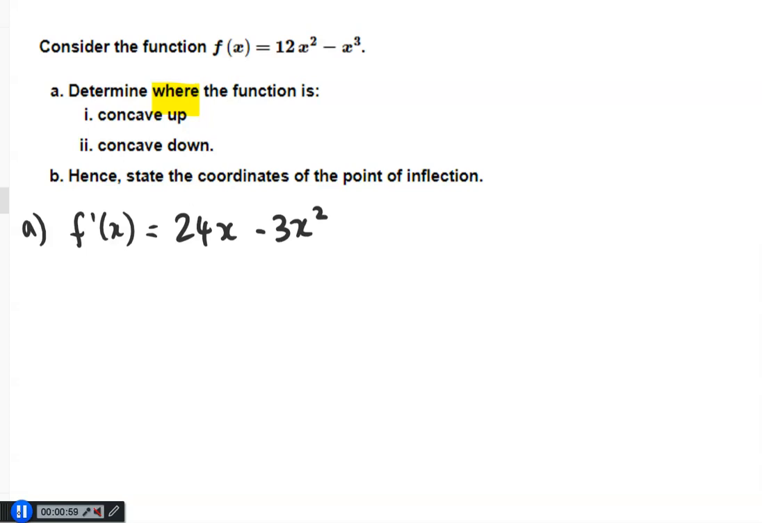Not at this level. Okay, so we're in unit 4, ladies and gentlemen. That one should be done in your sleep. Okay, so I'm going to let f dash x equal 0. So that 0 equals 24x minus 3x squared.